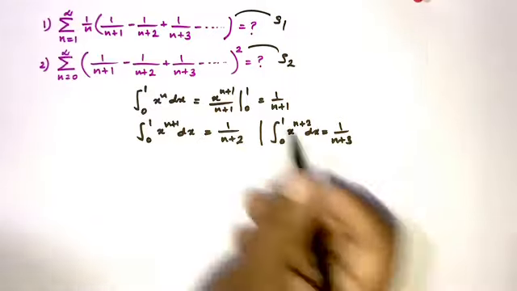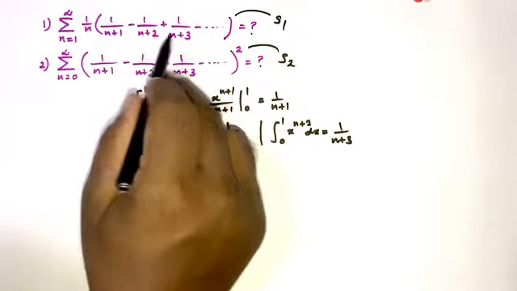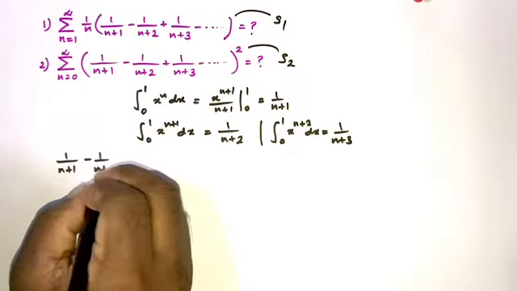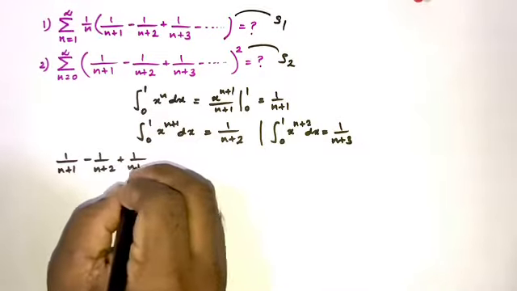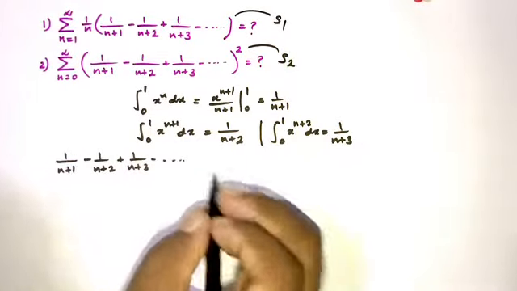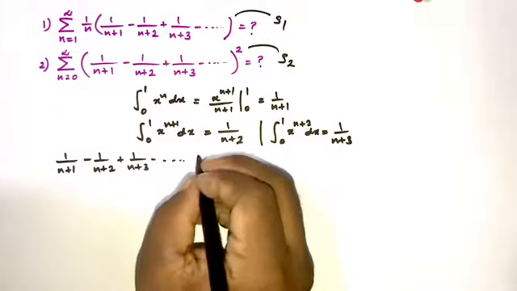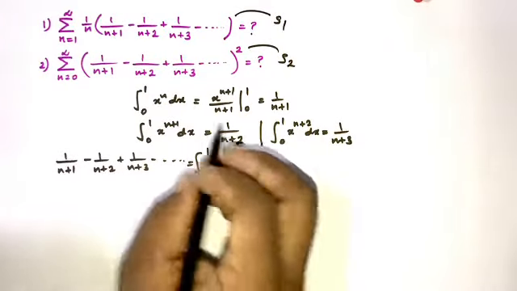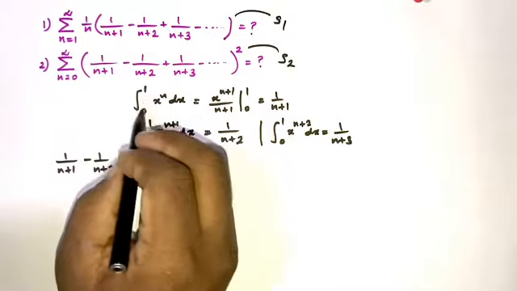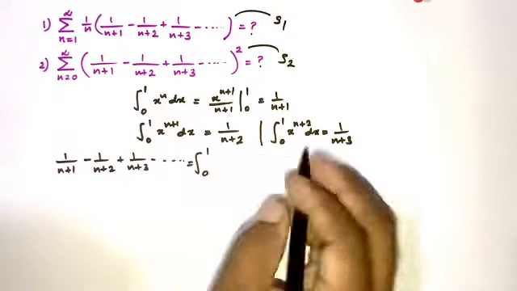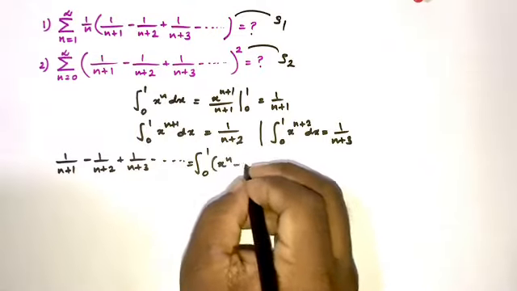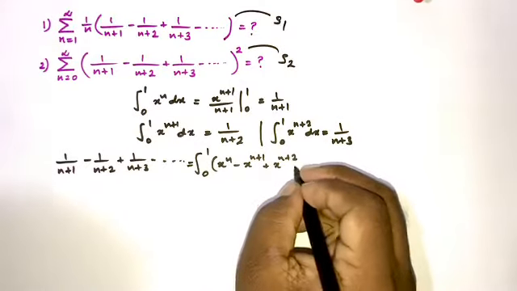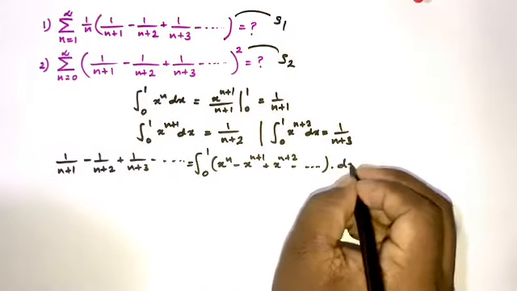Well, then here we have 1 over n plus 1 minus 1 over n plus 2 plus 1 over n plus 3 minus, and this is going to infinity. Now we can represent this series by using an integral. So integral from 0 to 1, now instead of 1 over n plus 1, we know the integral from 0 to 1 of x to the n, then x to the n plus 1. So we can write x to the n minus x to the n plus 1 plus x to the n plus 2 minus and so on, dx.